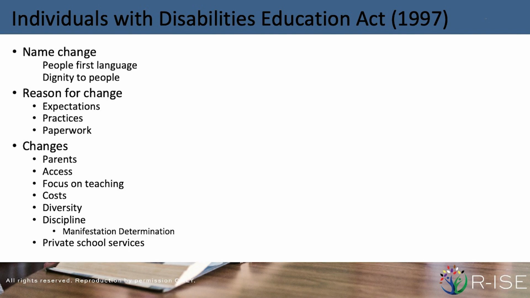Changes in the law included parents' access, parents being able to be part of the team, children's access to their education, focusing on teaching. How do we go about teaching this population of students? Cost, having the federal government supply more funding to help offset state costs. It addressed diversity, cultural, language, race, ethnicity, socioeconomic.